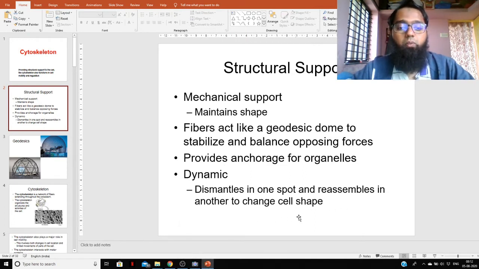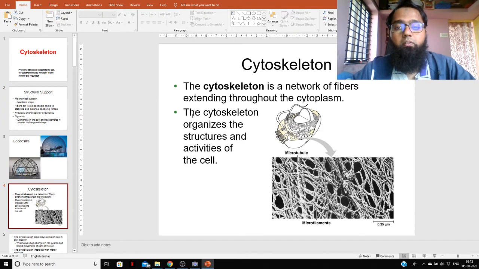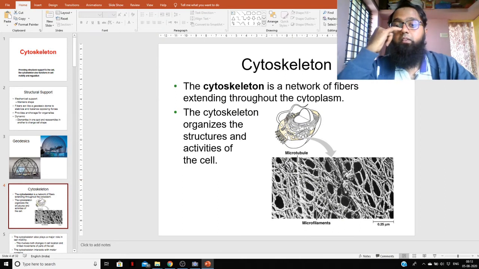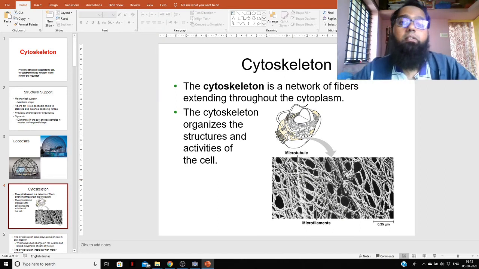Okay, so this is what is happening. You can see it in the next slide there. A very good photograph, it is an electron micrograph. So the cytoskeleton is a network of fibers extending throughout the cytoplasm. The cytoskeleton organizes the structure and activities of the cell. Here it is a mesh-like structure.